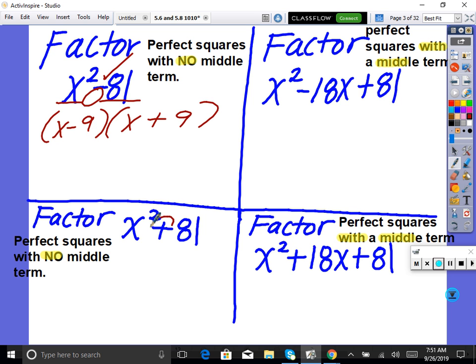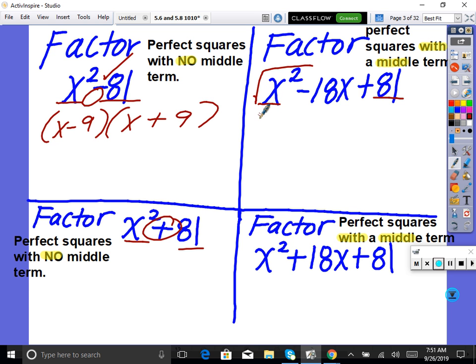And if it's addition, we cannot factor the sum of 2 perfect squares. Now, these are actually 2 perfect squares with a middle term. Here is a trick we can use to factor 2 perfect squares with a middle term. So everybody, look at the end terms. They are perfect squares.